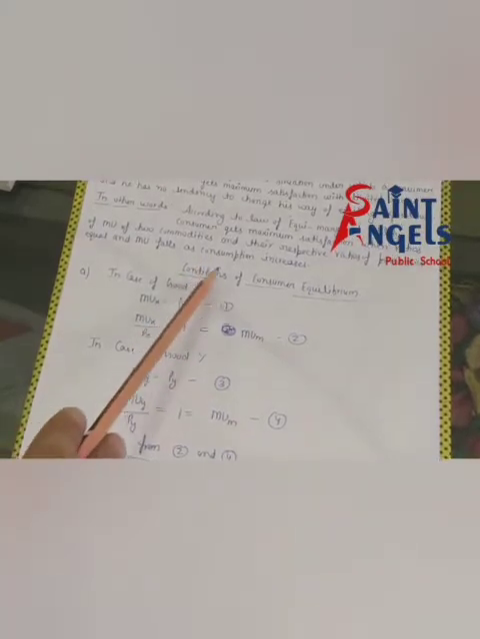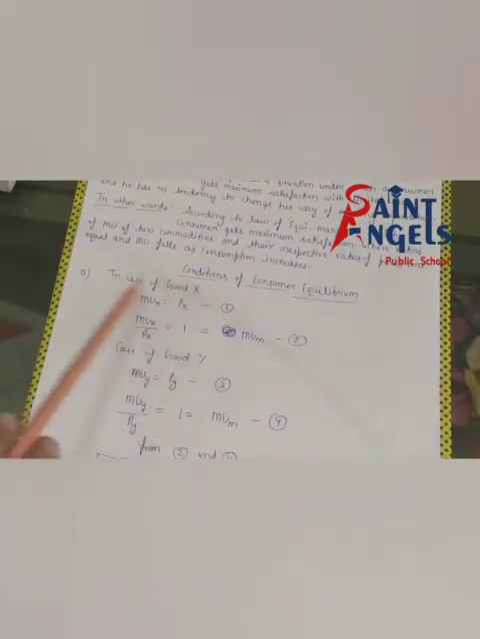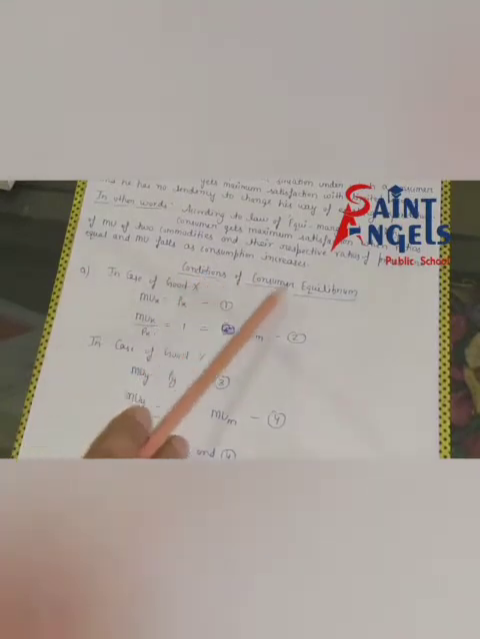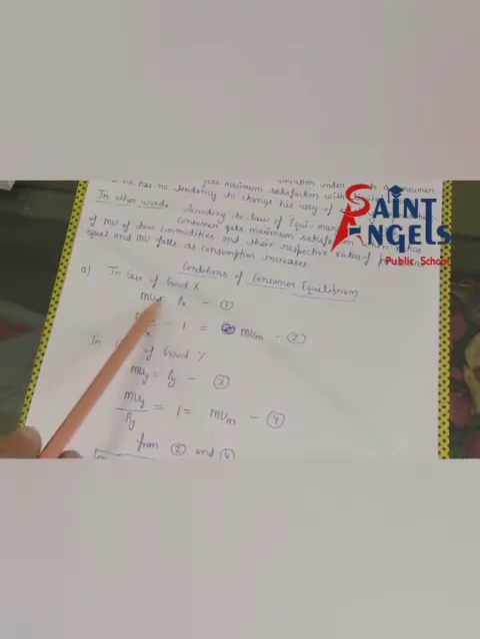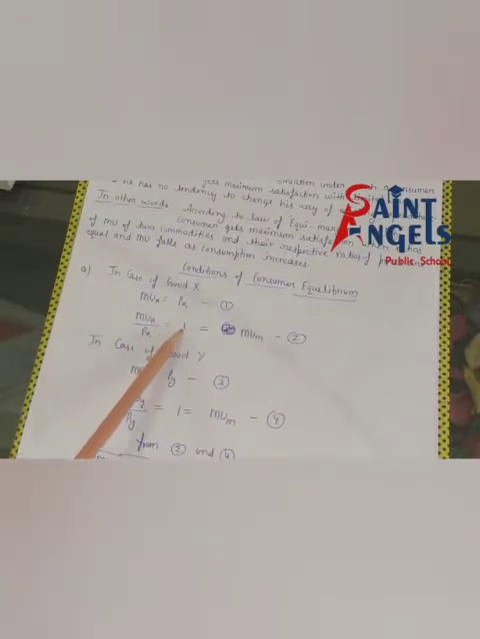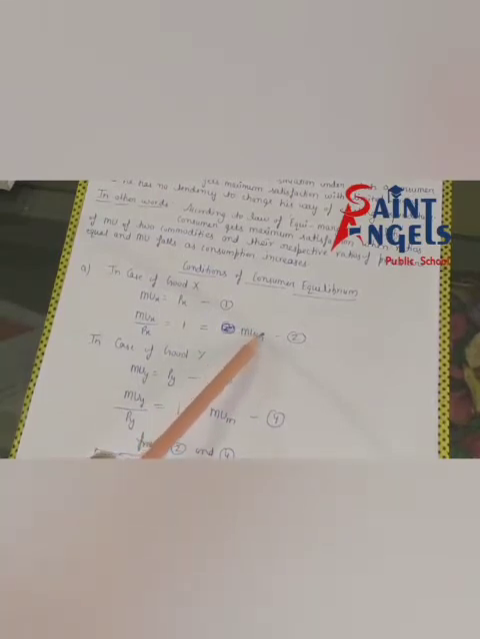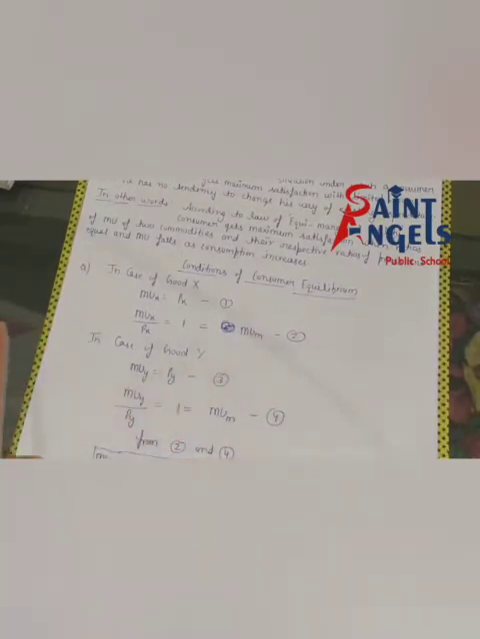Conditions of consumer equilibrium. The first condition, in case of good X: the consumer equilibrium condition will be MUX is equal to PX. I can write this condition in this form: MUX upon PX is equal to 1, which is equal to marginal utility in terms of money. MUM means marginal utility in terms of money, and all of you know the formula of marginal utility in terms of money.